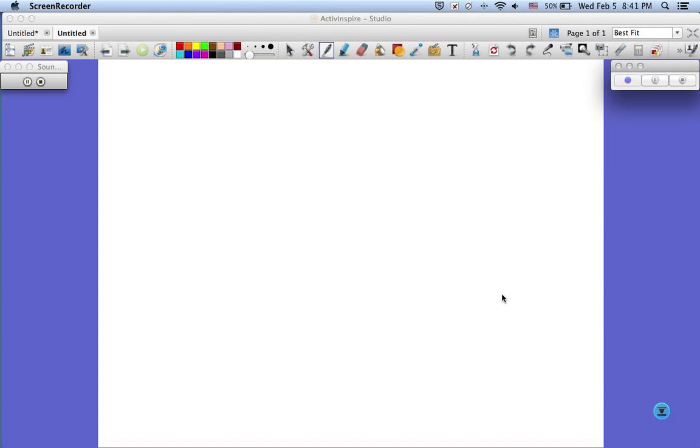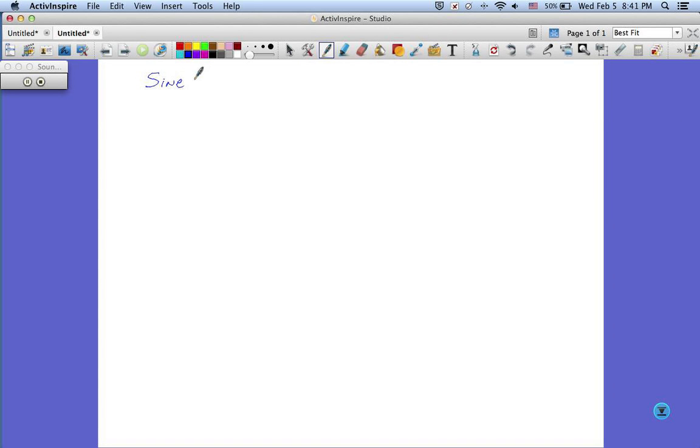Hello there, everyone. Today we are going to officially introduce the sine function and the cosine function. We're going to define them and we're going to look at them a little bit here to figure out what the heck sine and cosine are.